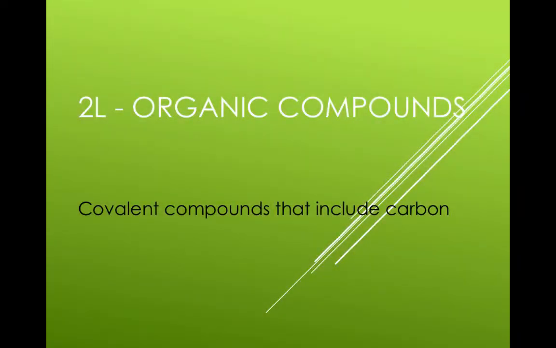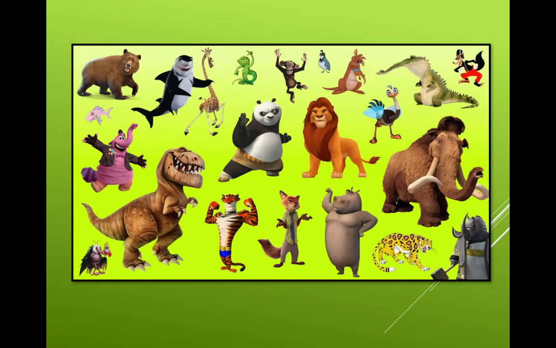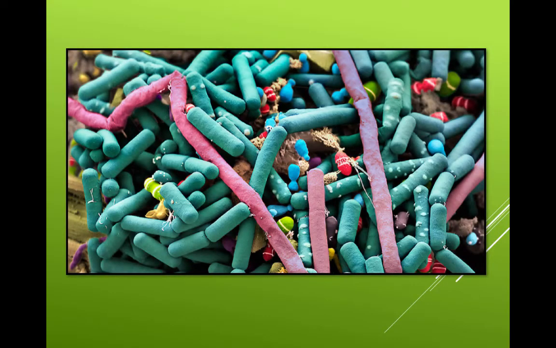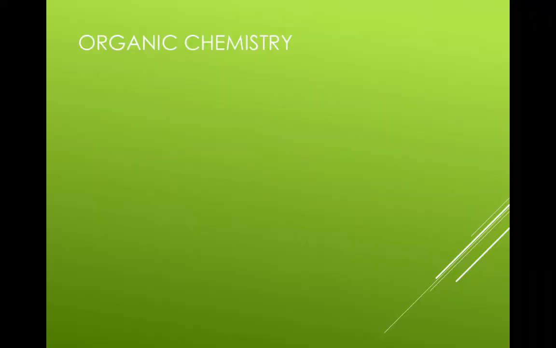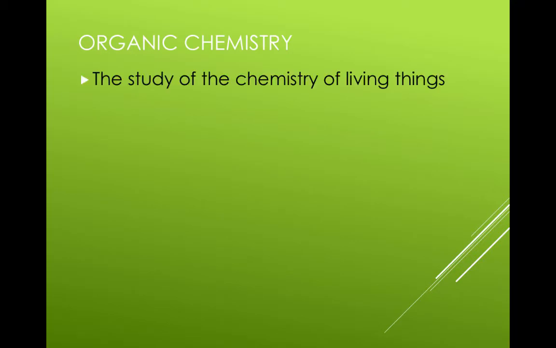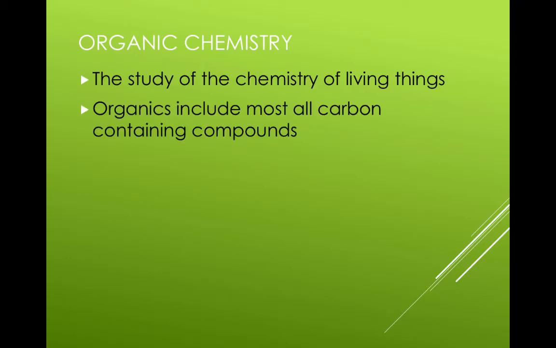Lesson 2L, Organic Compounds. Organic compounds are covalent compounds that include the element carbon. Organic compounds are found as a major component of all living things like plants, animals, and microbes. Organic chemistry is the study of living things. Organic compounds are covalent compounds with a major component being the element carbon.